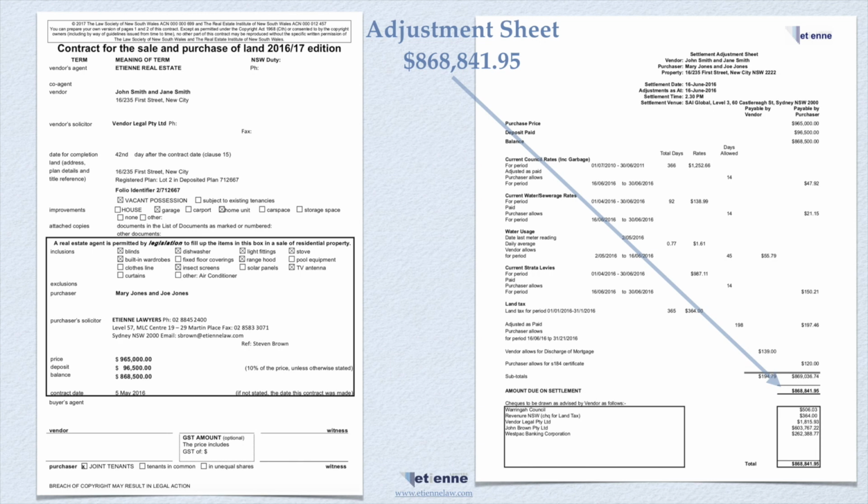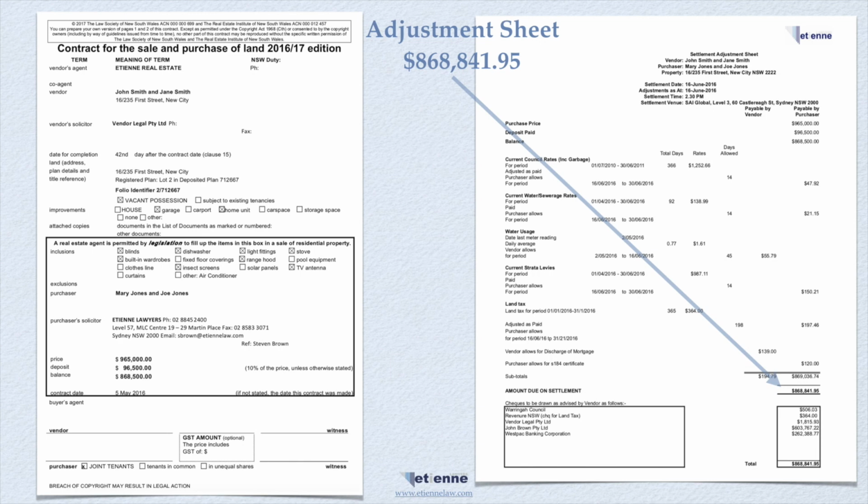Adjustments may be needed to compensate the vendor for your time in the property that the vendor has prepaid. In the example, this works out to be $868,841.95. This is the amount payable at settlement. It is slightly more than the balance of the purchase price shown on the front of the contract.